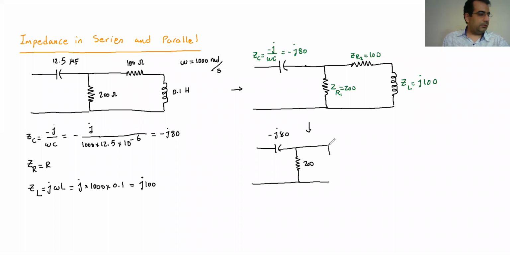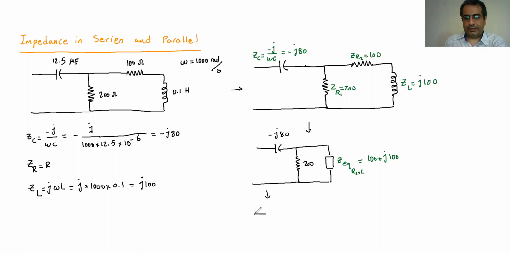So I have equivalent elements of these two, because one of them is the resistor and one of them is the inductor. So the Z equivalent between R2 and L is just adding these two together. It's going to be 100 plus J100. Simply add them together. Now these two are in parallel. So I can go ahead and put them in parallel.